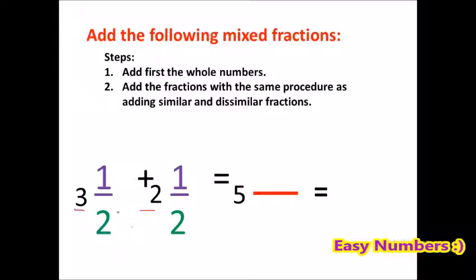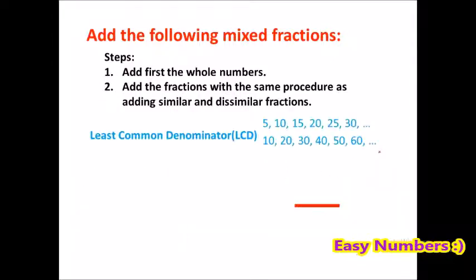And then add the numerator, which is 2, and then copy the denominator, which is 2 also. So we're going to have 2 divided by 2 is equal to 1. So we're going to add that 1 to 5. So we have 5 plus 1 is equal to 6. So you have 3 and 1/2 plus 2 and 1/2 is equal to 6. Another example is 1 and 2/5 plus 2 and 3/10.